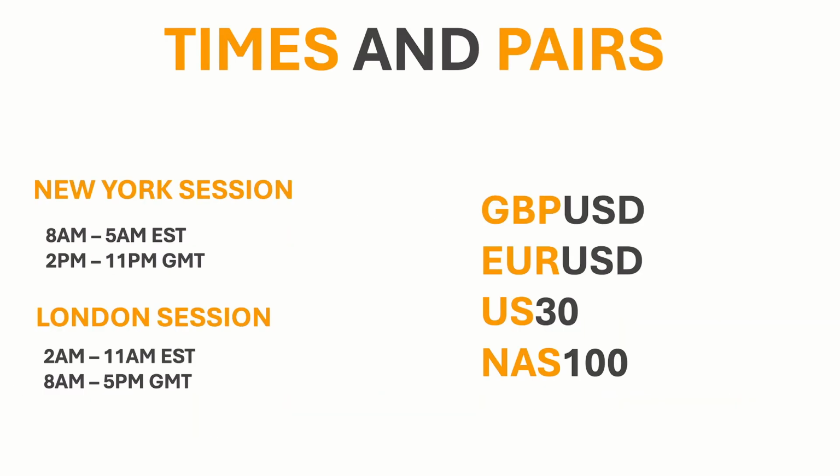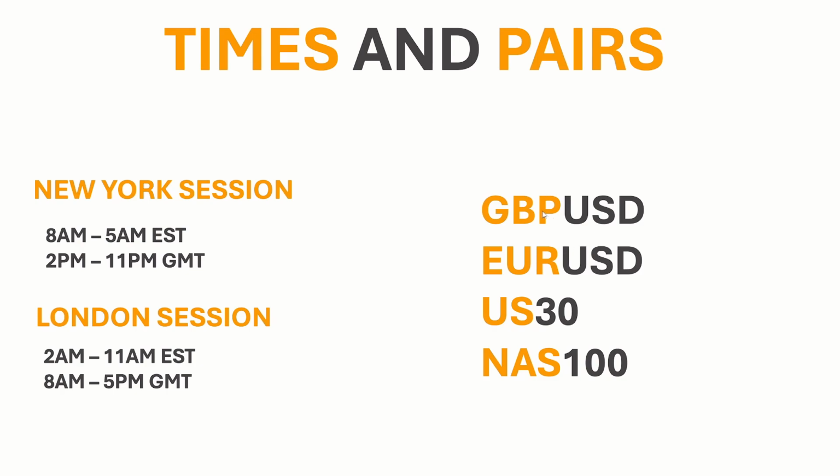Now, what times and pairs can we trade the ICT Power 3? I recommend the New York session and London session. I've included times for you here: 8 a.m. to 5 p.m. New York time EST, and I've included UK time below for you guys in the UK: 2 p.m. to 11 p.m. UK time. For the London session, 8 a.m. to 5 p.m. UK time, which is 2 a.m. to 11 a.m. New York time.